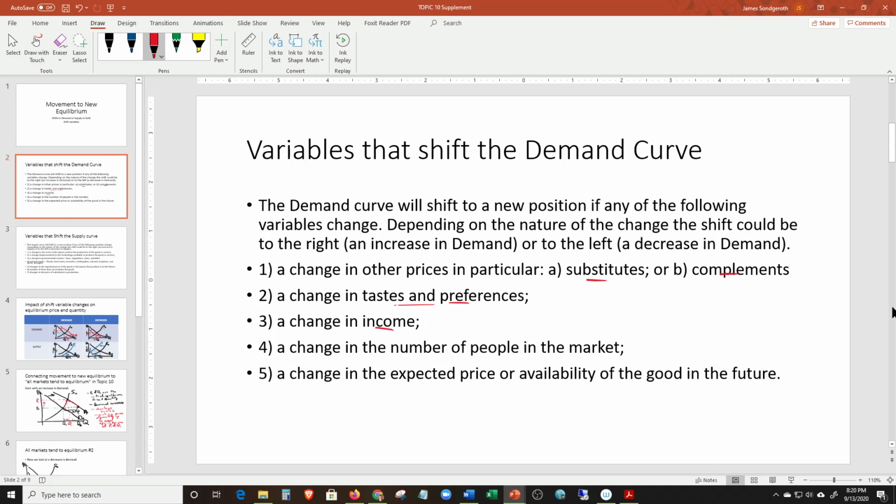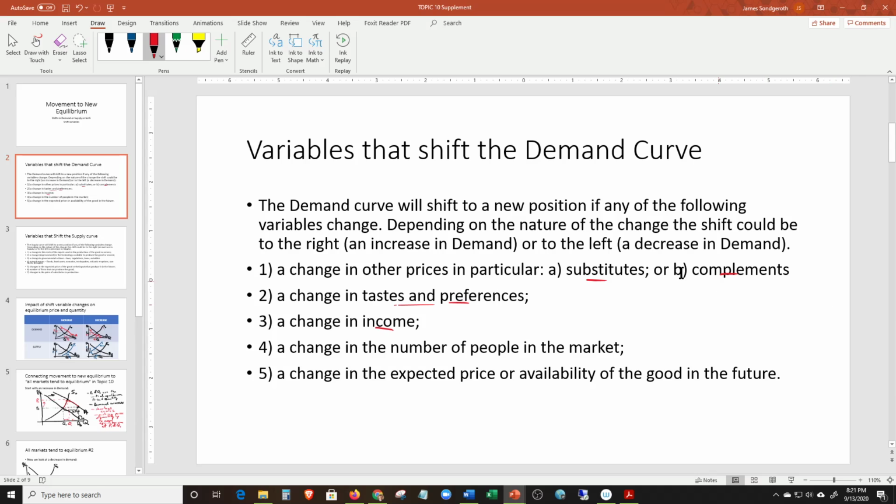A change in expected price or availability of the good in the future. So if consumers expect the price to increase in the future, they would increase the quantity demanded at each and every price now. This often trips students up, but we are talking about expected prices in the future.